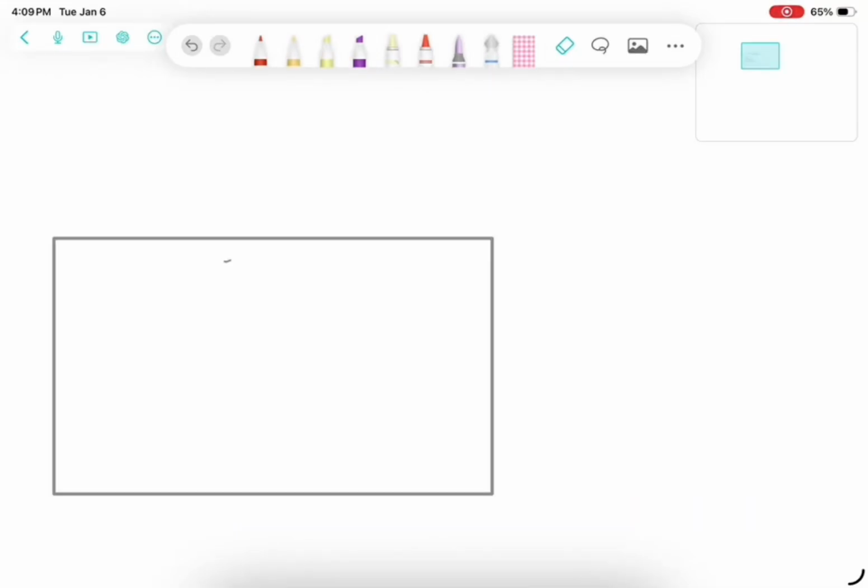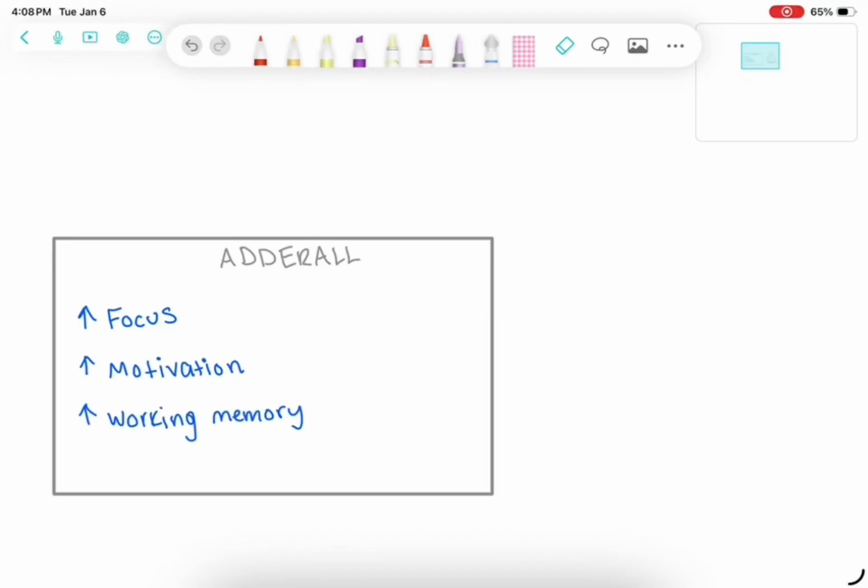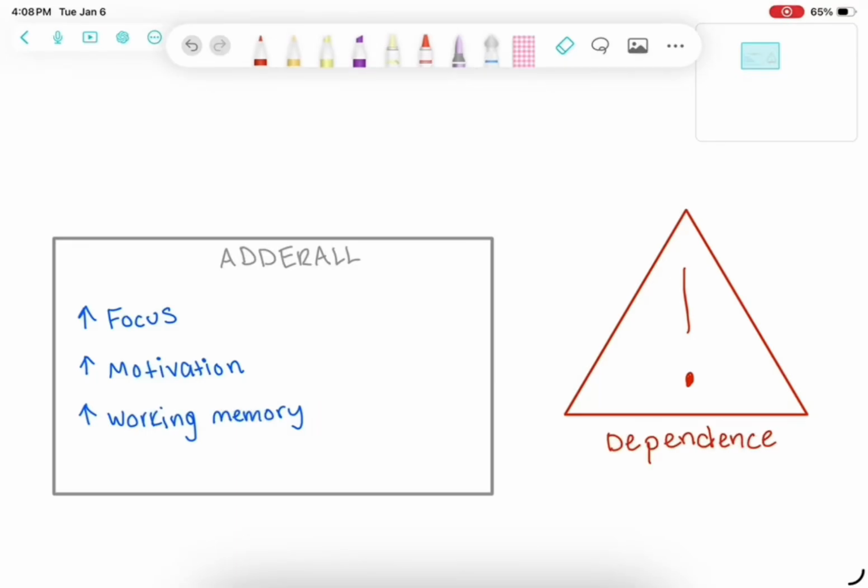So to answer the original question, Adderall affects the mesolimbic pathway by enhancing dopamine signaling, which improves focus, motivation, and working memory. But excessive dopamine stimulation can overstimulate the reward system and increase the risk of dependence.